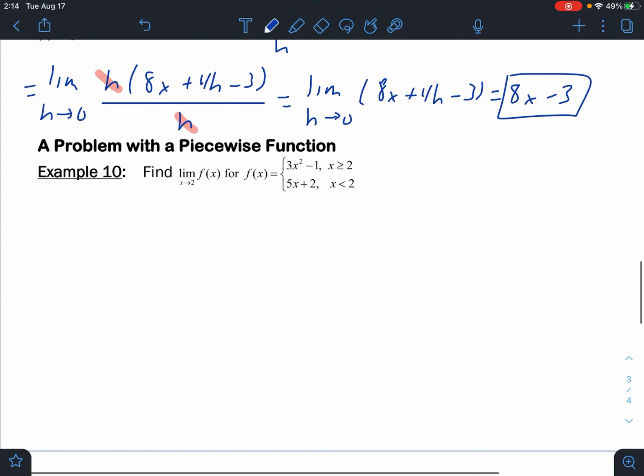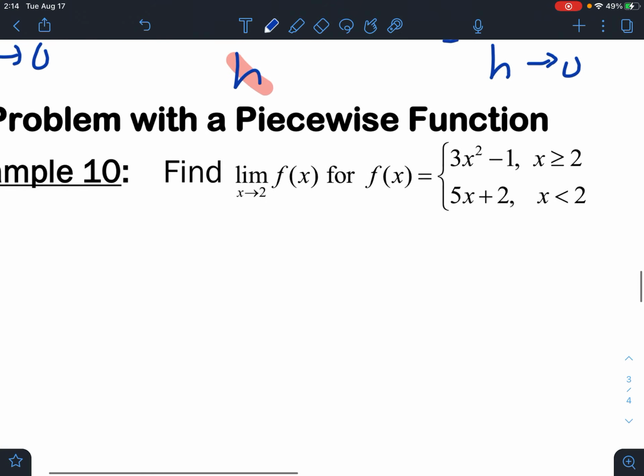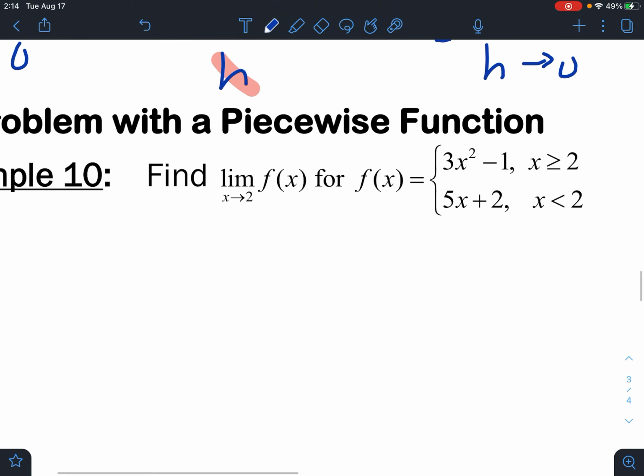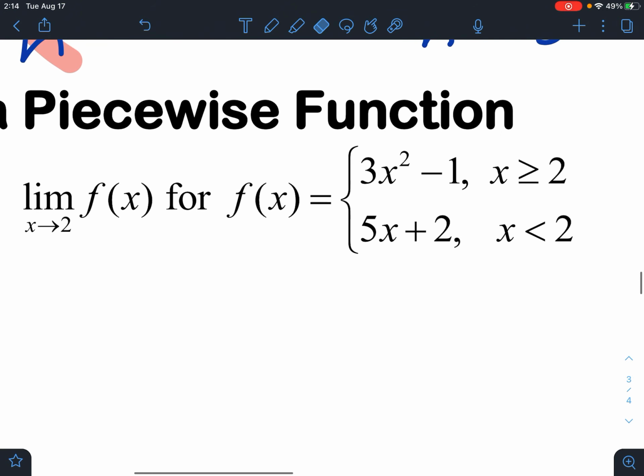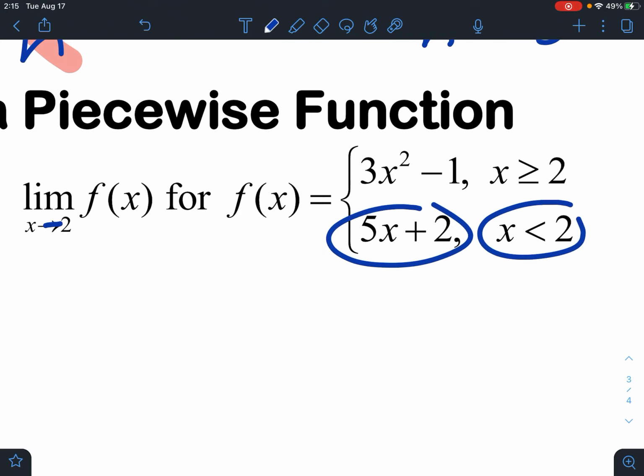All right, lastly is piecewise functions. So be careful with these. If this number is anything but where this splits, then you just have to put that number into which expression it belongs in. So for example, if I change this 2 to a 3, since 3 is bigger than 2, I would put 3 in here. If I change that 2 to a negative 2, since that's less than 2, I would put that negative 2 in here.